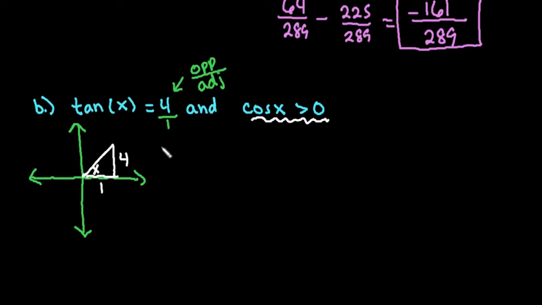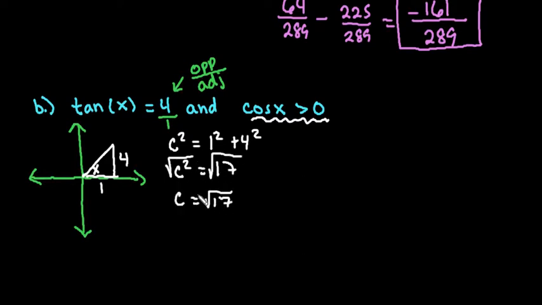So this time we are missing our c squared term. So we would say that c squared equals 1 squared plus 4 squared. So if we simplify this, we get 17, and then when we take the square root, our hypotenuse ends up being the square root of 17.